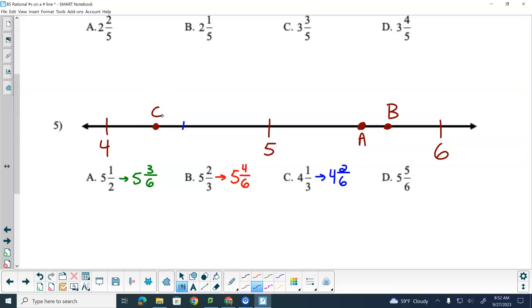D, where should D go? Any brave volunteers? Letter D, where should it go? We've got a big 5. Where should it be in between? It should be between 5 and 6, but closer to between B and 6. We've got that.